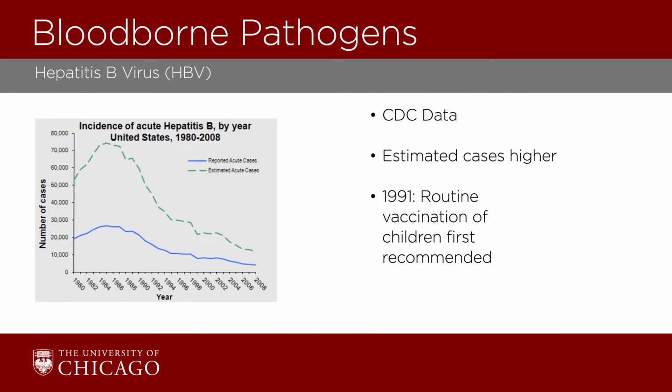The chart shown, created by the Center for Disease Control, CDC, shows the incidence of acute hepatitis B in the United States. The green dashed line on top shows estimated cases. This is because many cases of hepatitis B are without symptoms and go unreported. Both lines show a decrease in incidence of the disease, particularly around 1991, when the routine vaccination of children was first recommended.